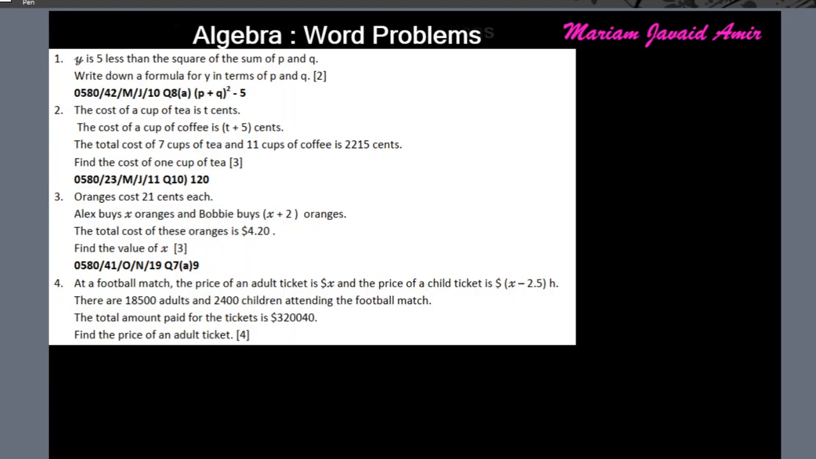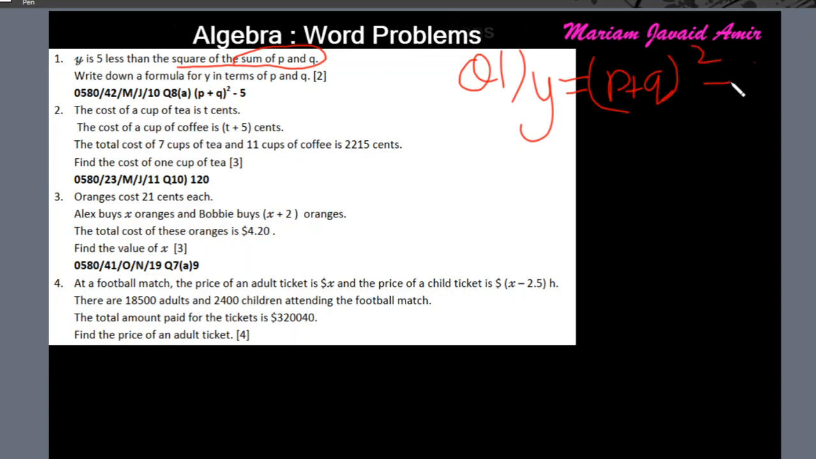Alright, so question 1 is: y is 5 less than the square of the sum of the numbers p and q. Write a formula for y in terms of p and q. So y equals 5 less than the square of the sum of the numbers. We have to take the sum of the numbers, then square it, and then deduct 5 from it.